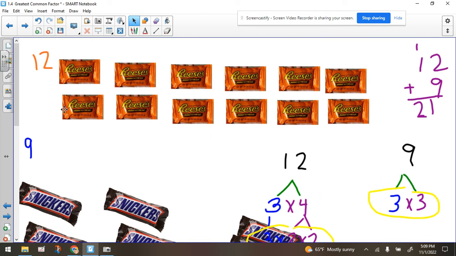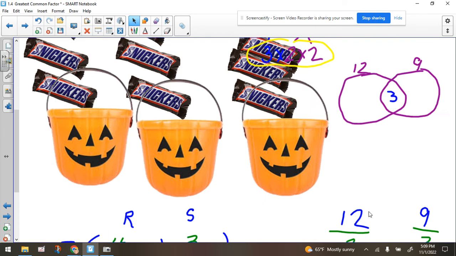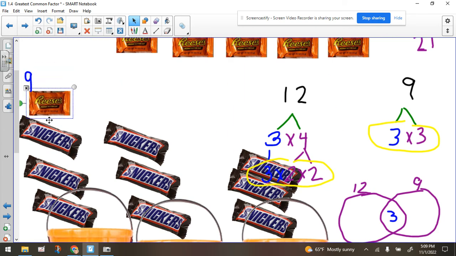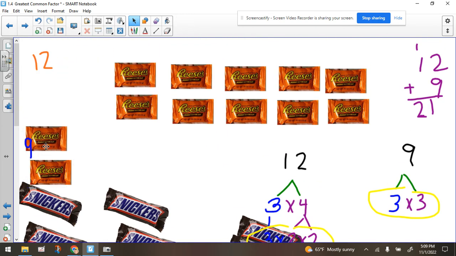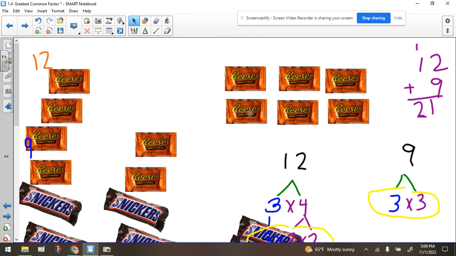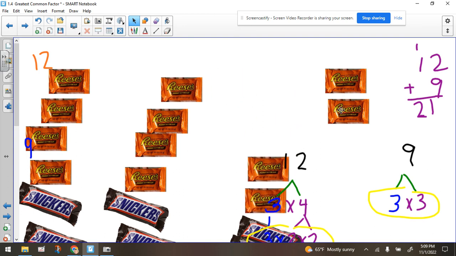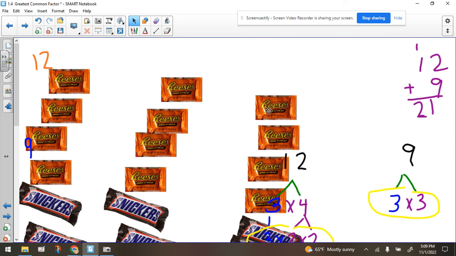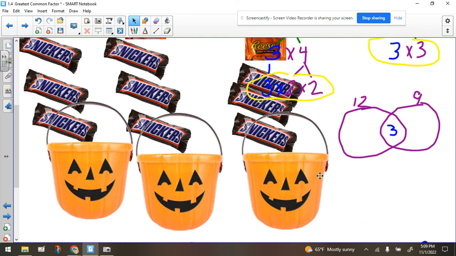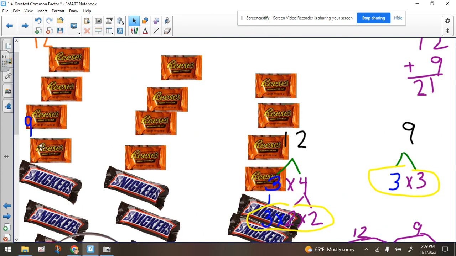Now for Reese's, when we divide those up, remember we did 12 divided by 3, so that means each of the containers will get 4 of the Reese's. So if we put the 4 here, 1, 2, 3, 4 for that container, this one gets 4, and this one gets 4. All right, so we have 3 containers, which each have 3 Snicker bars and 4 Reese's Peanut Butter Cups.